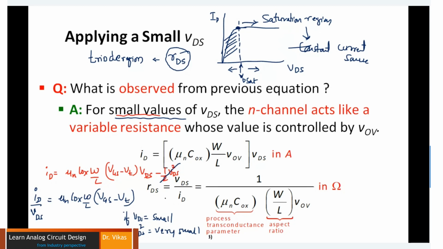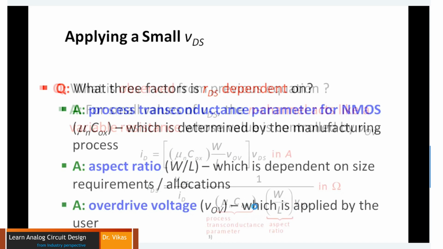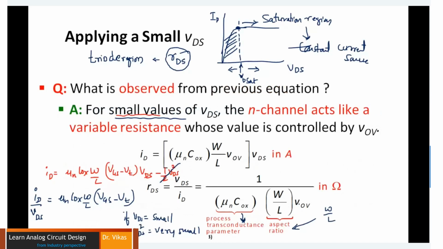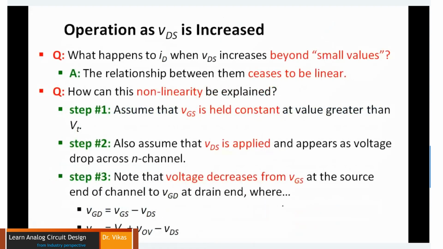Now, if I try to relate this RDS, which parameters does it depend on? It depends on mu n times Cox, which we usually call the process transconductance parameter. I'll deal with this more in the subsequent session, but please try to remember the naming convention. And W by L we usually call the aspect ratio, so henceforth I will not call it the W by L ratio, I will call it the aspect ratio. It also depends on the overdrive voltage, which is nothing but the difference VGS minus VT. So that's how you can see the dependence of RDS.